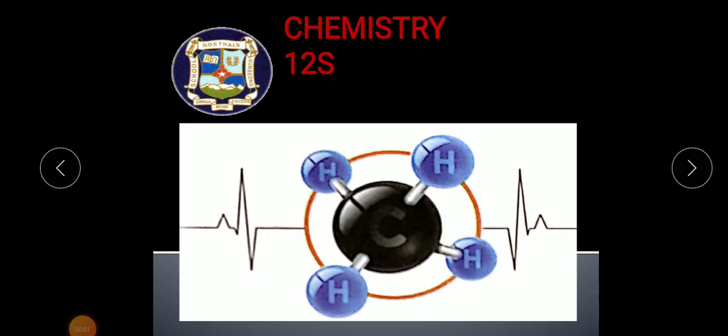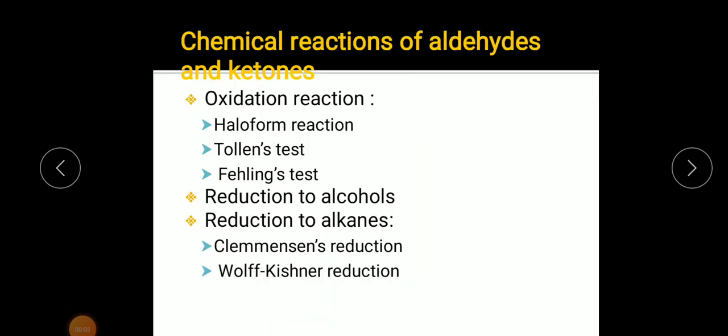Class 12 science. In our last class, we discussed the chemical reactions of aldehydes and ketones. In that, we studied the oxidation reactions. We saw what the haloform reaction is. After that, we learned about Tollens' test. Then we learned about Fehling's test in the oxidation reactions.